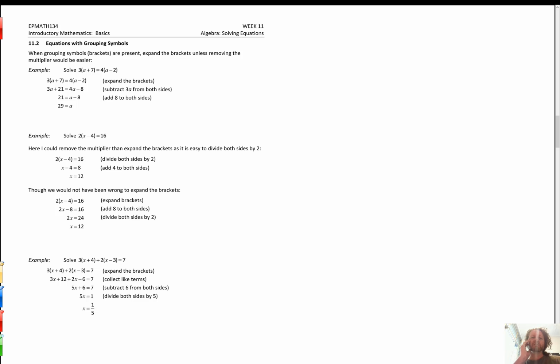Then it says equations with grouping symbols. So if there's brackets in the question, sometimes there's a choice, sometimes, well, there's always a choice of which way to go, but sometimes it's a clear choice of which way is easy and which way isn't. Let's look at this first one. 3 outside of a plus 7 equals 4 outside of a minus 2.